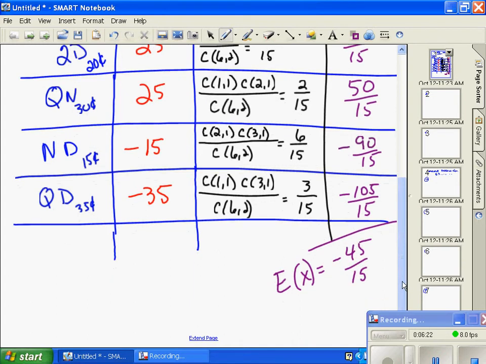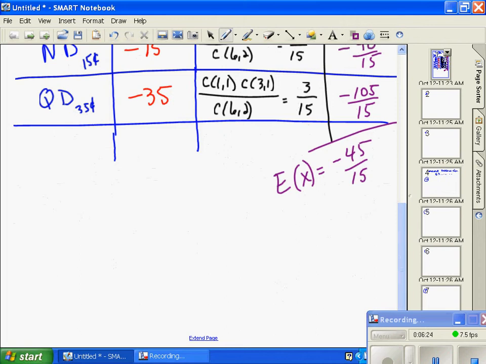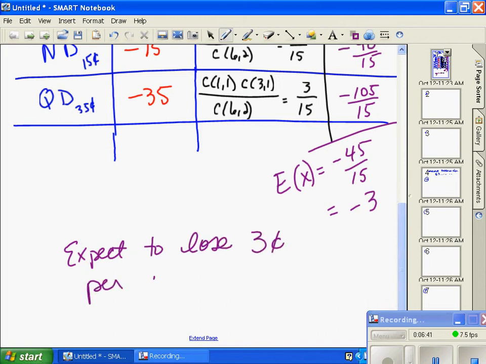Now, if that looks like you can reduce it, you can. That is actually negative 3. Now, I did my column for my payoff in cents, so I can expect to lose 3 cents per game.